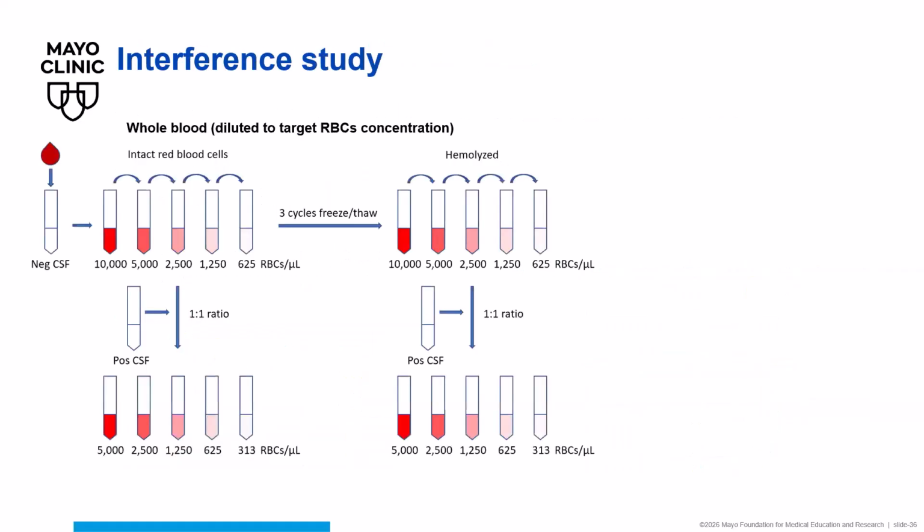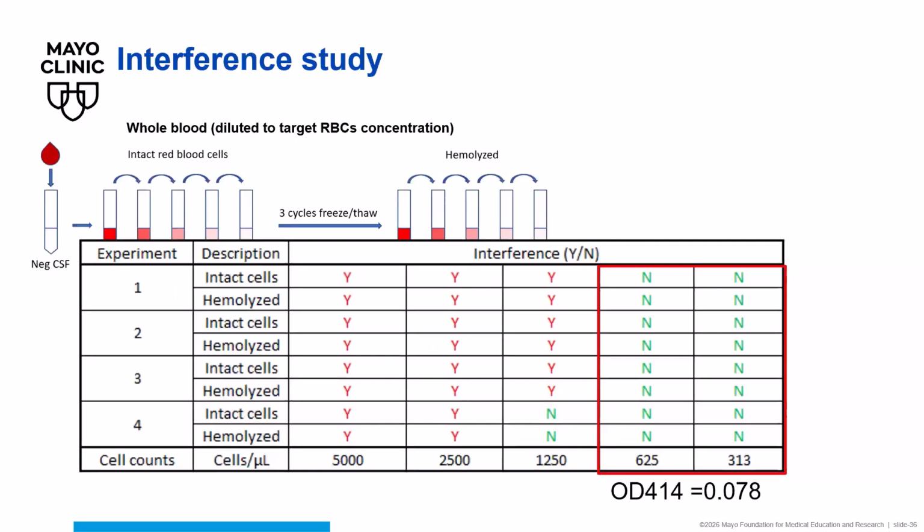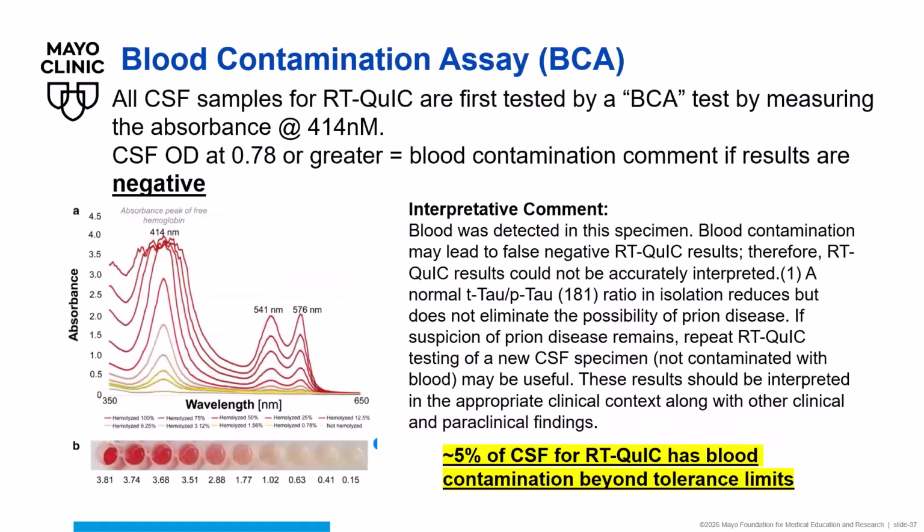I'm going to go a little quick here. Basically, we took whole blood, purified intact blood cells, lysed blood cells, diluted known amounts into samples, and then tested with positive patient samples to determine at what point we see an interference. For us, we measure the heme in the CSF sample at 414 nanometers, and we have a threshold of 0.078. Any sample greater than that, we call our blood contamination assay.